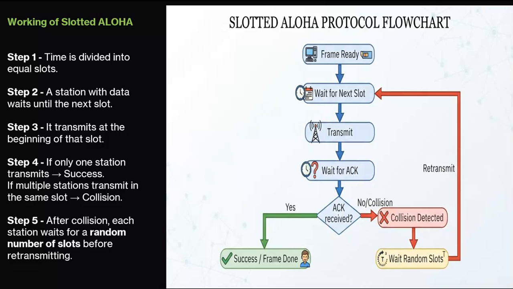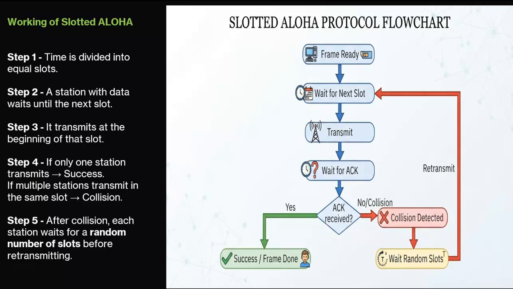Let's discuss the working of Slotted ALOHA. Walking through how Slotted ALOHA works step by step, this is how. Step 1. Time is divided into equal slots. Step 2. A station with data waits until the very next slot begins. Step 3. It transmits right at the beginning of that slot. Step 4. If only one station transmits, it's a success. If multiple stations transmit in the same slot, it's a collision. Step 5. After a collision, each station waits for a random number of slots before trying to send again.